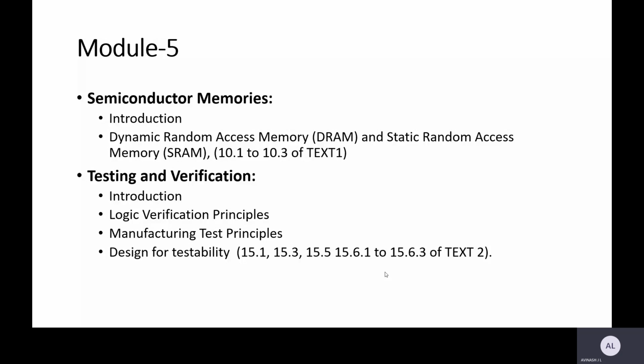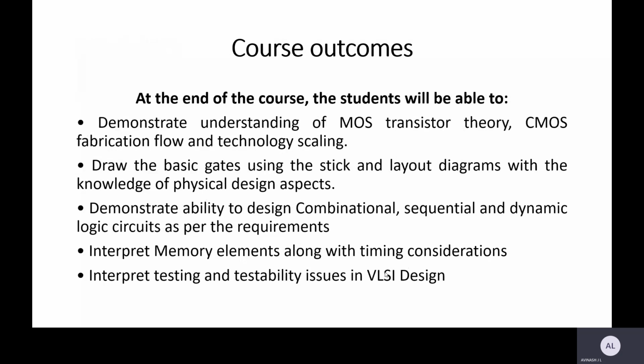See, objective is different, outcome is different. Objective means something like an aim, what we are going to aim at. That is exactly the concept. Once we understand everything, the entire syllabus, what are the outcomes we can expect? At the end of the course, students will be able to do something. What are the things we will be able to do?